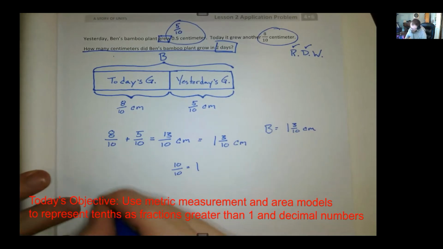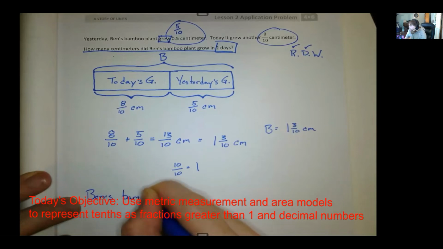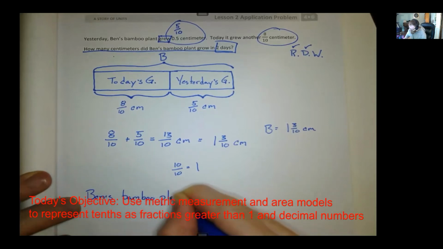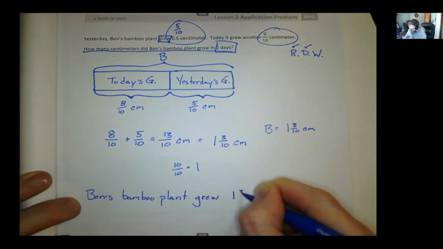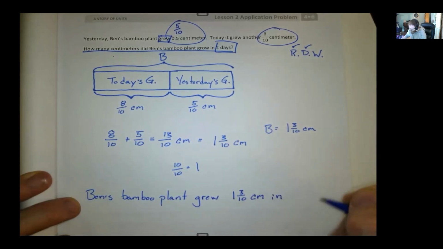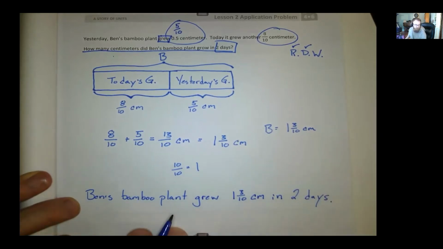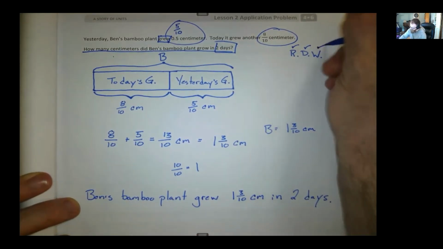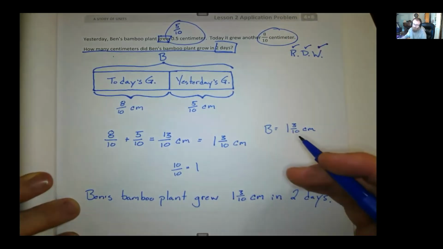So at the bottom here, Ben's bamboo plant grew 1 and 3/10 of a centimeter in 2 days. Application problem complete. Right process complete. If you have any questions about that, make a note, okay? And we can talk about it later when we meet separately.